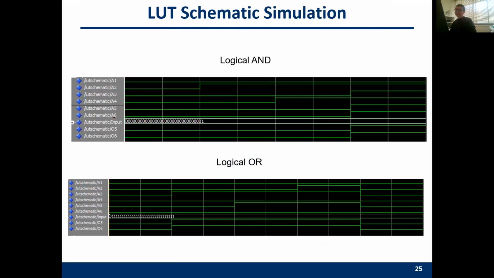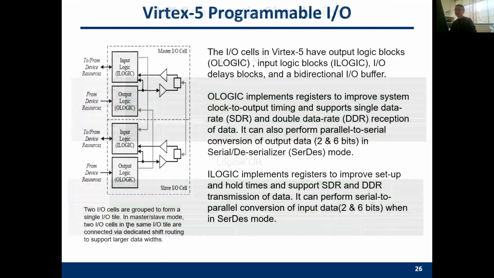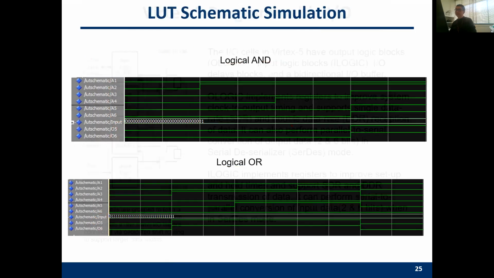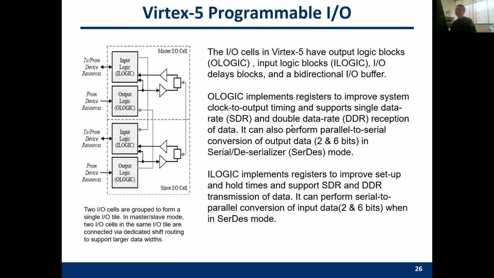And this is how we can design AND or OR gates by those lookup tables. This is the inputs, and these are the outputs. This is the binary format of the inputs. So we can use the Vivado software to do the simulation, because these are the Xilinx FPGA boards.